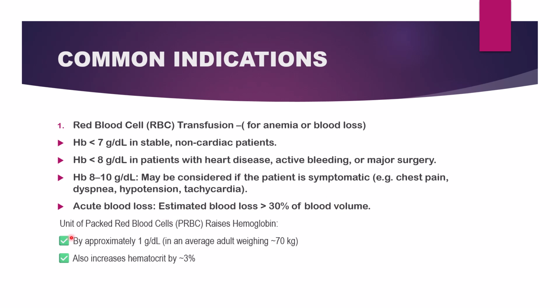Then next is how much one unit of packed red blood cells raises hemoglobin. So 1 unit of packed red blood cells raises hemoglobin by approximately 1 gram per deciliter in an average adult who weighs approximately 70 kg. So if a patient weighs approximately 70 kg, then 1 unit of PRBC raises hemoglobin by 1 gram per deciliter and also raises hematocrit by 3%.